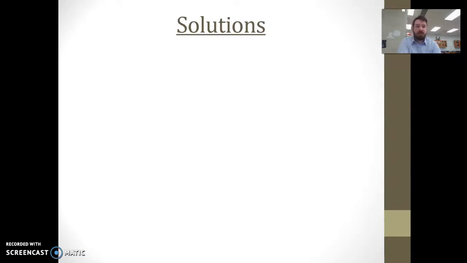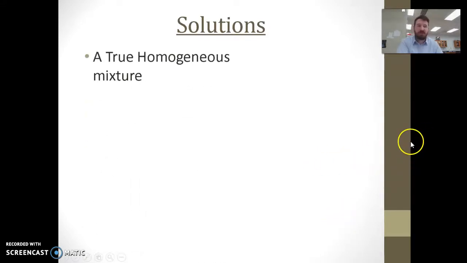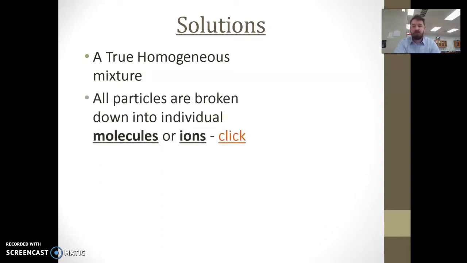So the first type of mixture we're going to talk about is a solution. Solutions are true homogeneous mixtures. So these are the ones that look uniform throughout, and they are uniform throughout. A good example of this might be something like Kool-Aid. When you look at Kool-Aid, it's just a red liquid the whole way from top to bottom. If you take out a magnifying glass or a microscope, you're not going to see particles in it, and that's because the sugars from the Kool-Aid have dissolved into the liquid. So all particles are broken down into individual molecules or ions when we put them in the liquid, and this is a term that we call dissolving.